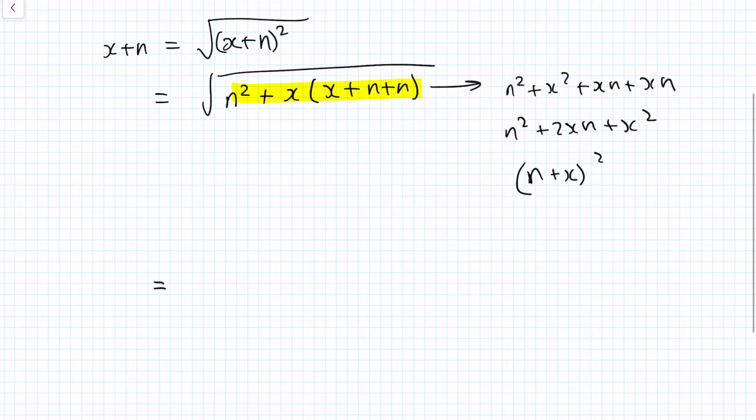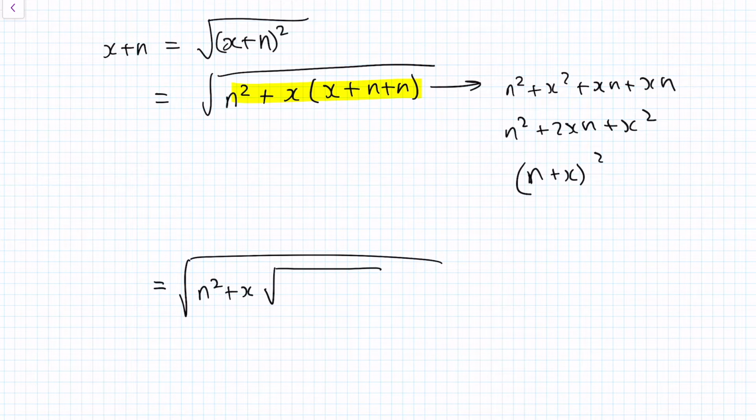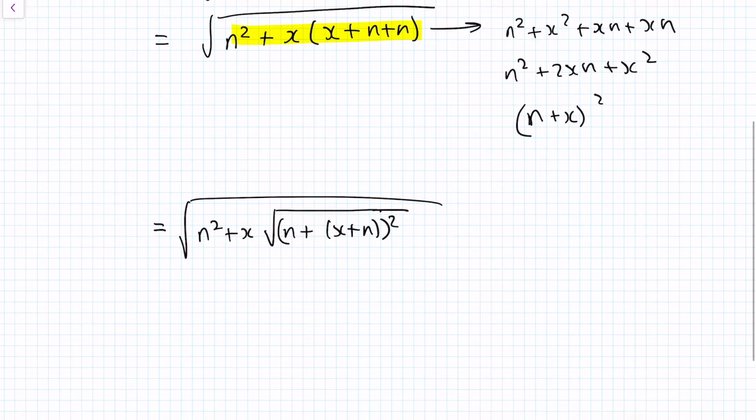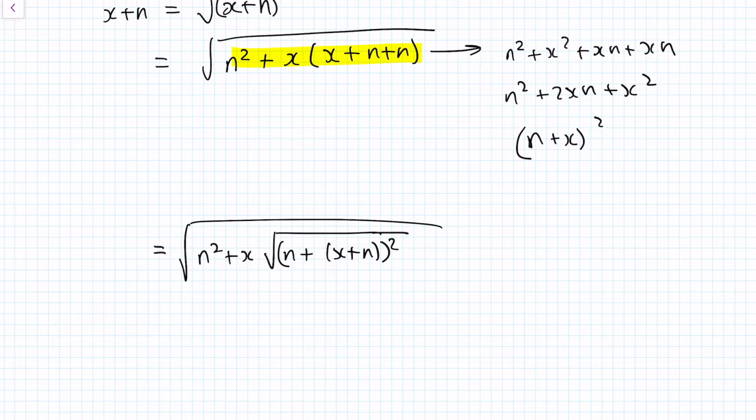So you can rewrite that expression that I've highlighted in yellow as square root of n squared plus x square root of n plus x plus n all squared, everything inside the second square root. Okay, one last time, let's have a look at it. This is to ensure that we have the same expression, that we haven't changed anything.